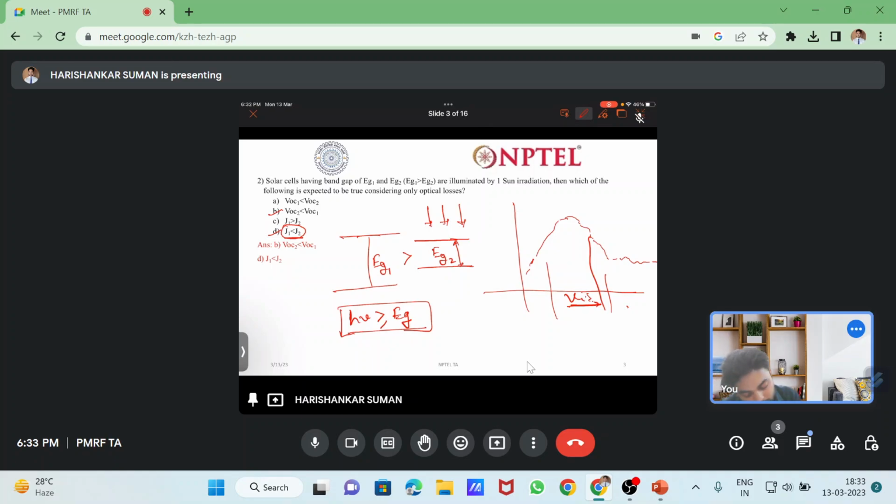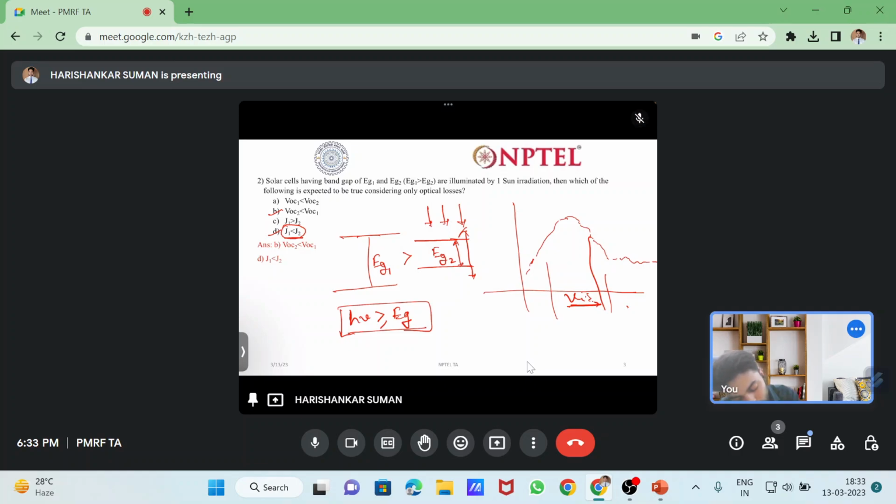If the energy is higher, then it is also absorbed. But if the photon incident has energy less than the band gap, then it is not absorbed, so there is no current. I don't understand. Yes, yes. So can we move forward? Are you clear? Yes, sir. Okay.